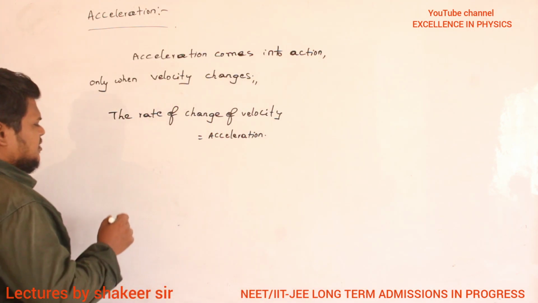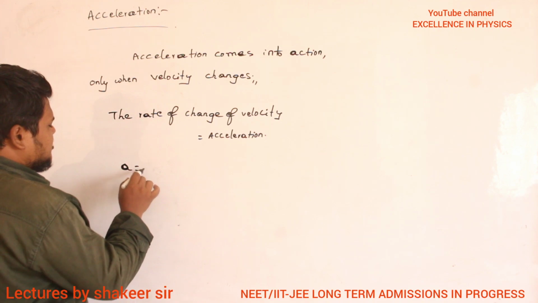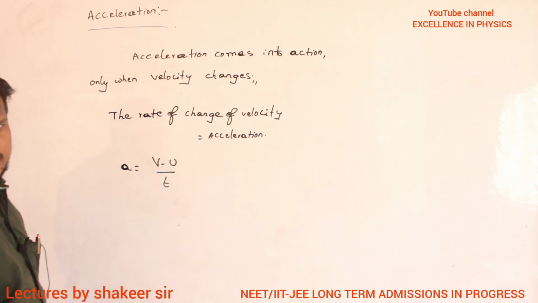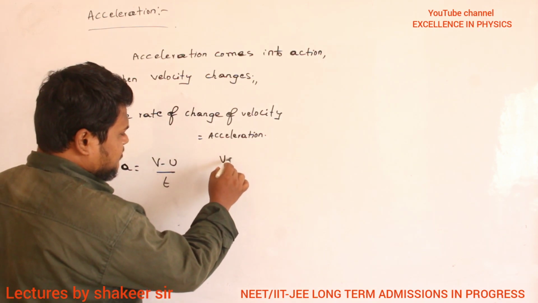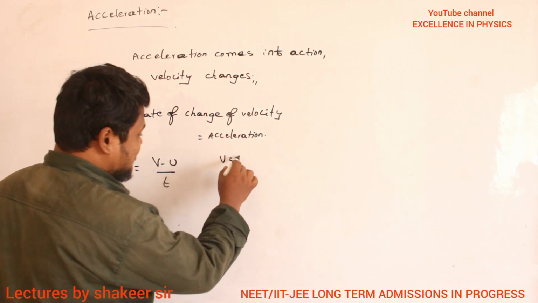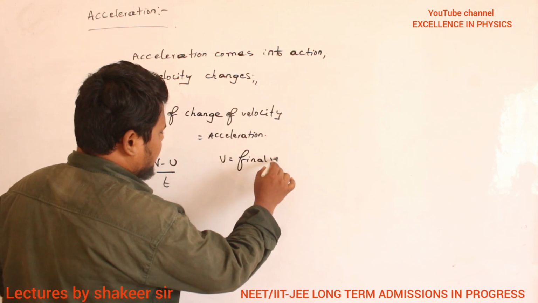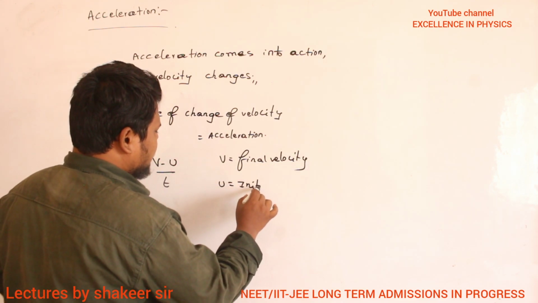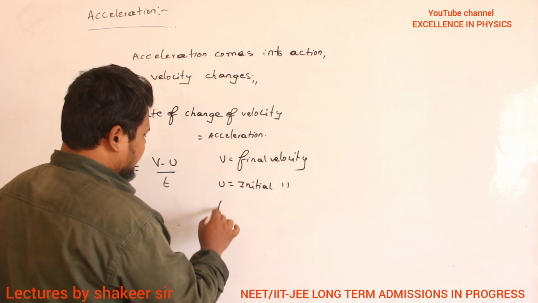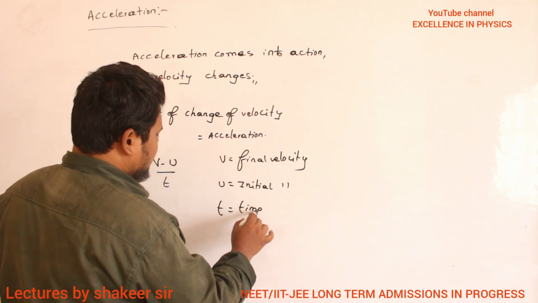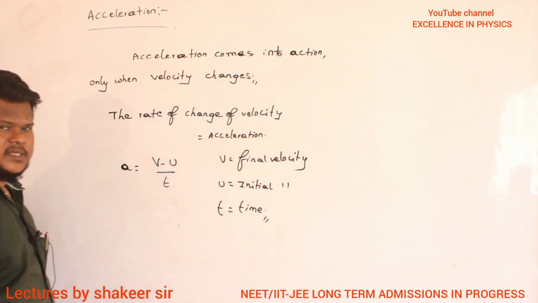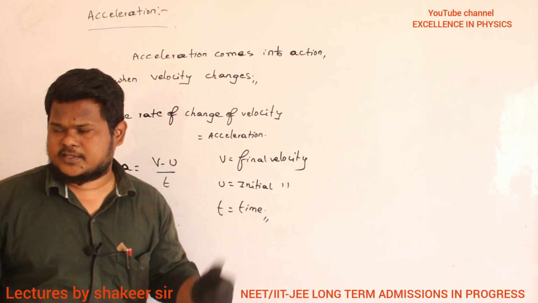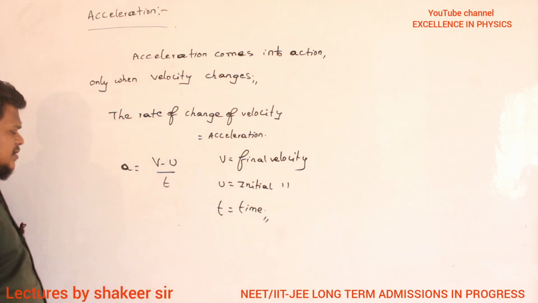So therefore, how can I write the statement of this acceleration? Acceleration can be written as v minus u divided by t. And what is meant by v here? V means final velocity. U, initial velocity. Clear, ma? And what is meant by t? T is called time interval or time taken. So this is the mathematical expression of acceleration: a is equal to v minus u divided by t.